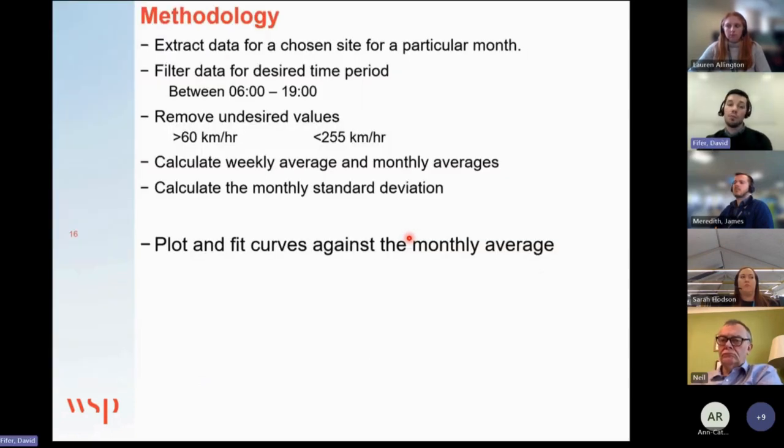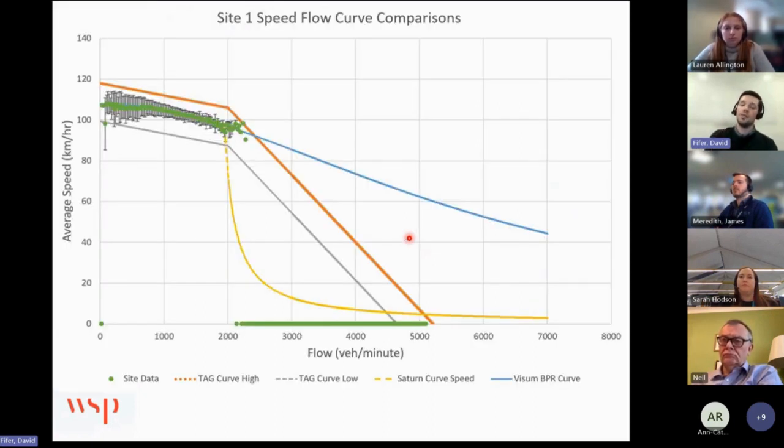And then from that, we plotted and fitted the curves from TAG, VISM and SATURN against the data, and currently we tried to fit them through the data. So we can see from this curve that we plotted a TAG min and max curve, so the minimum and the maximum possible values that a TAG curve would give, and then a fitted SATURN and VISM curve.